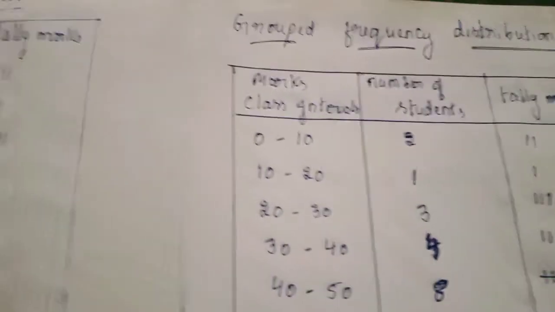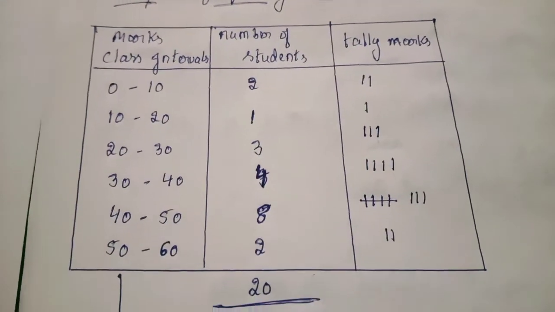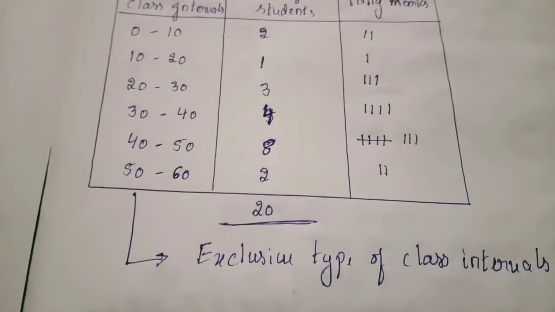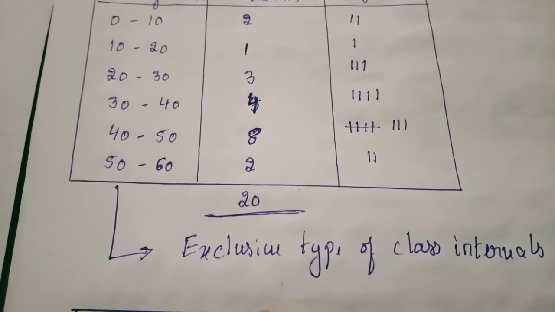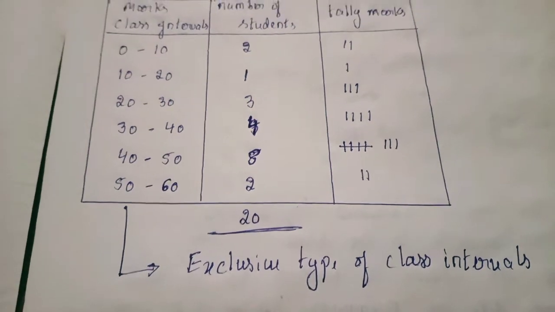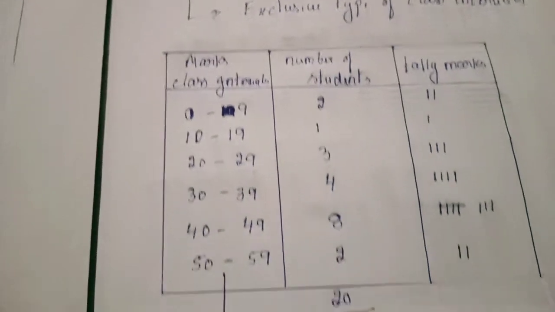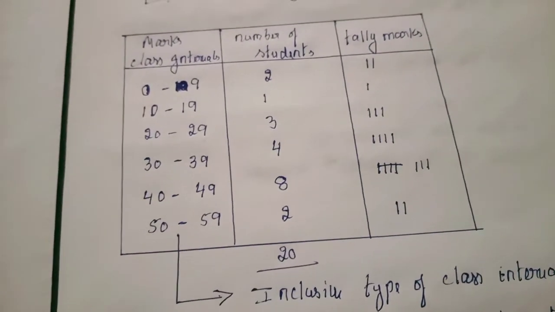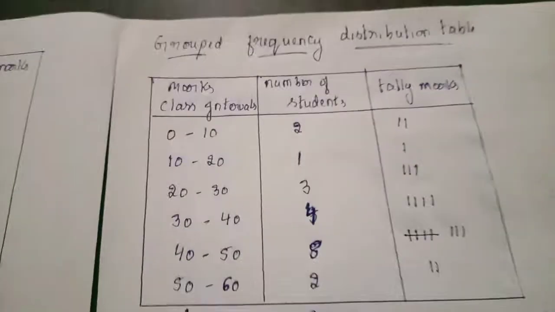Now you can see this is one type of frequency distribution table, that is, the grouped frequency distribution table. It is also called the exclusive type of class intervals. Why is it exclusive? And one more frequency distribution table you have, that is called the inclusive type of frequency distribution table, where the class marks are inclusive. Then what is the difference in that?